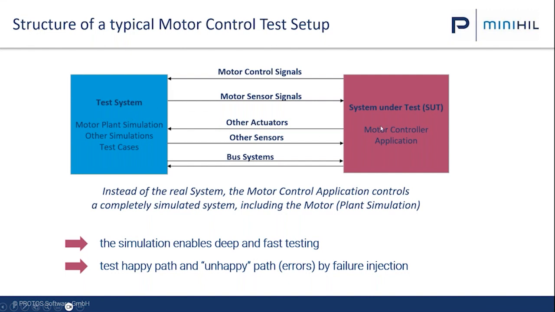So the motor controller can run directly against the simulation. And of course, we have other sensors, other actuators we need to simulate, and bus systems and so on. So instead of the real system, the motor control application controls a completely simulated system, including the plant simulation of a motor. So the simulation enables deep and fast testing, so completely automated tests. And you can also test the unhappy paths, so all the errors by failure injection. If the signals are only simulated, you can simulate any error you want. That's a very big benefit.